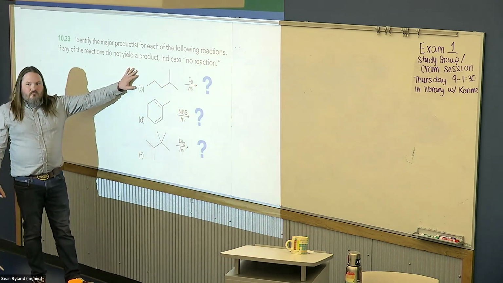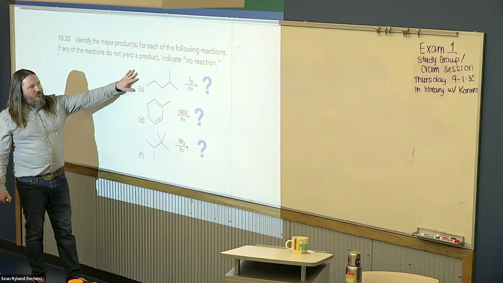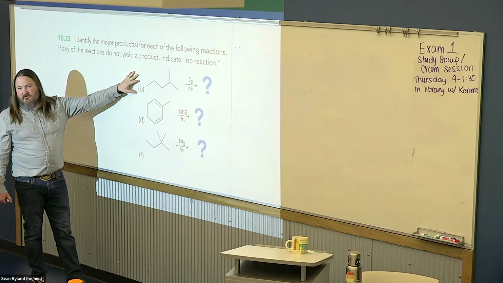We get here. Bromine was super selective on the same molecule, but iodine's too slow, too stable.